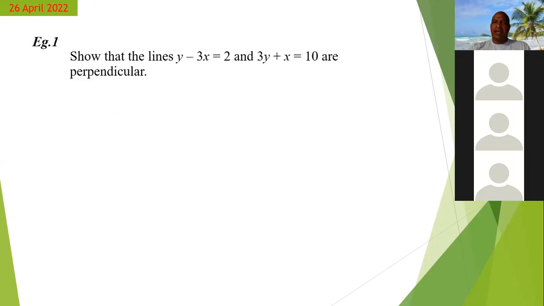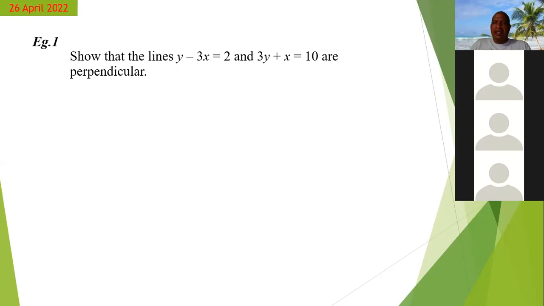All right, so here we have a question. It says, show that the line y minus 3x equal to 2 and the line 3y plus x is equal to 10 are perpendicular. Now I'm going to ask you to try this question for me, and you're going to do it in a similar way as how we did with the parallel lines.